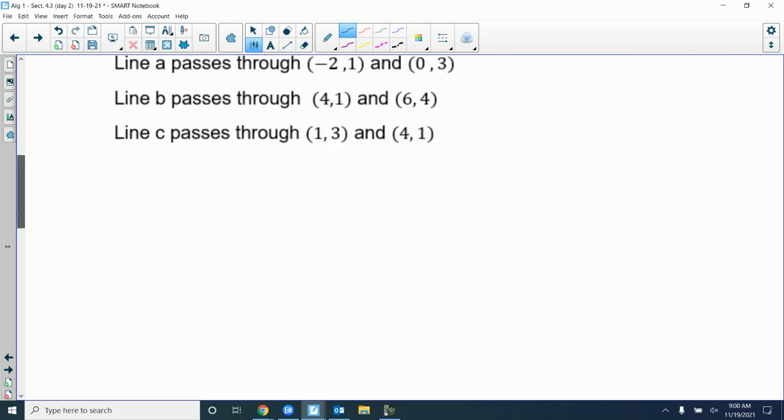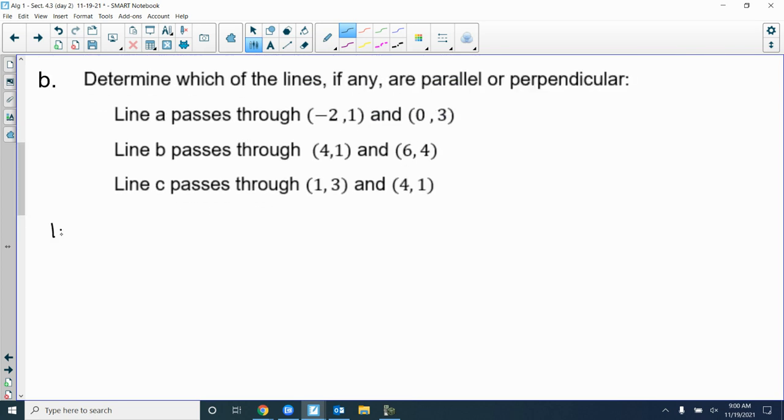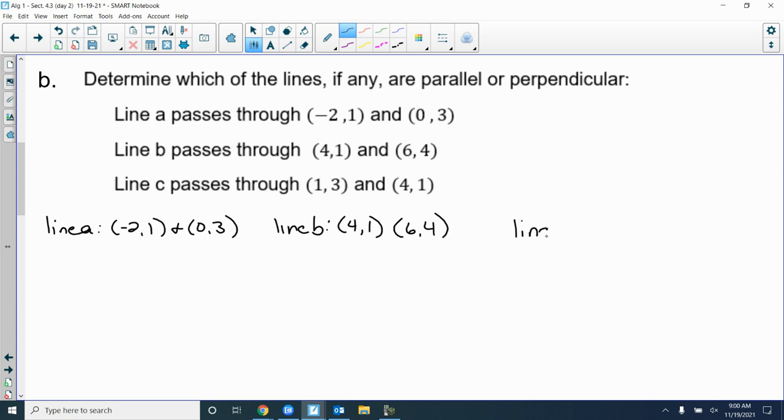So line A: negative 2, 1, and 0, 3. Line B: 4, 1, 6, 4. Line C: 1, 3, and 4, 1. Reduce it if it can reduce.